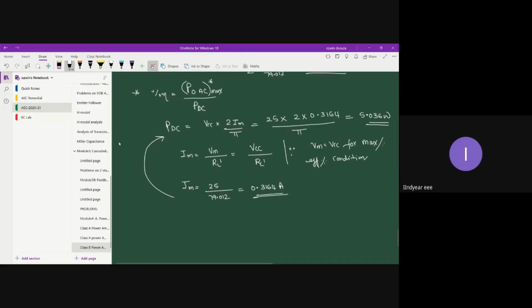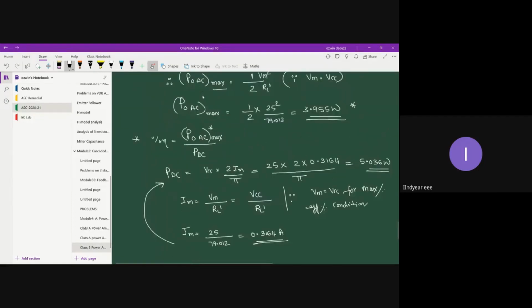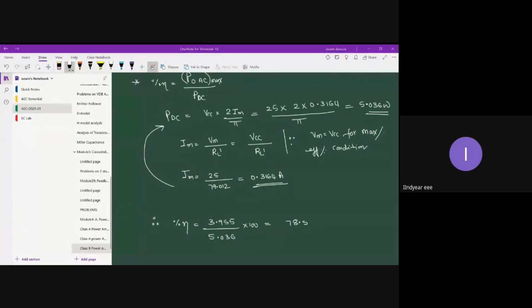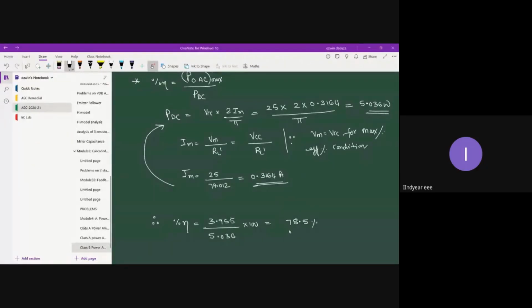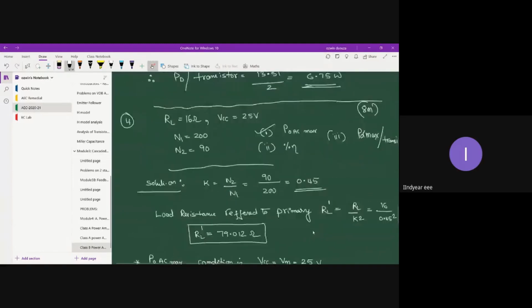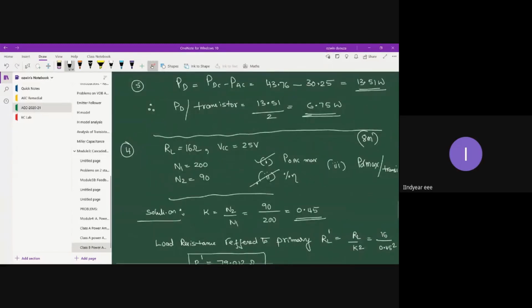Okay, so therefore percentage efficiency is equal to P naught AC. So P naught AC is 3.955 divided by PDC, 5.036, into 100, and that is 78.5%. Okay, so that's your percentage efficiency. So we have found the second part as well.